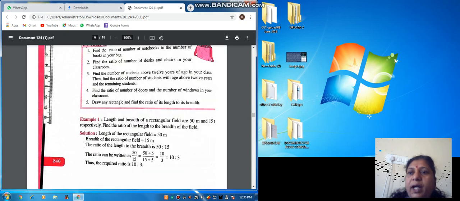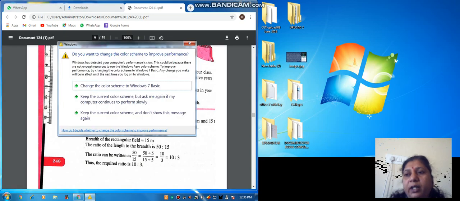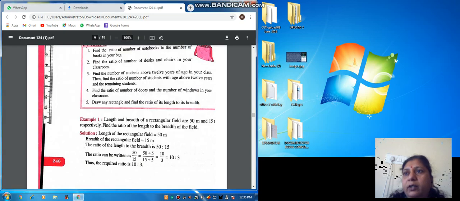So let's take the next topic. We have studied this type of examples. The length and breadth of a rectangular field are 50 meter and 15 meter respectively. Find the ratio of the length and breadth. So here we have to calculate the ratio. Before calculating the ratio, we have to check the units. Both units are the same. Okay, so we can take the ratio. The ratio can be written as 50 upon 15. If we simplify it, we get 10 upon 3. So the required ratio is 10 upon 3. Now next.